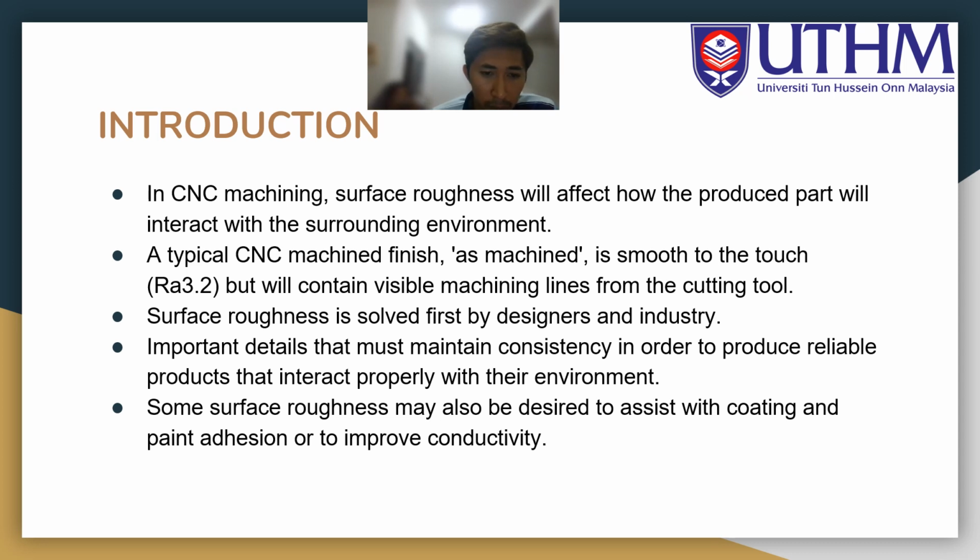Some surface roughness may also be desired to assist with coating and paint adhesion or improve conductivity. Ra value typically measures different levels of surface roughness. A surface roughness chart can show different types of surface finish with roughness values ranging from 12.5 micron, that is very rough, to 0.4 micron, that is very smooth.